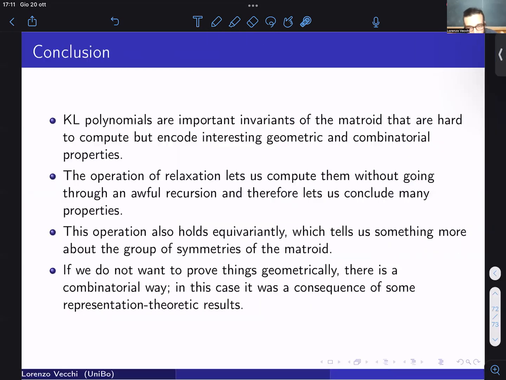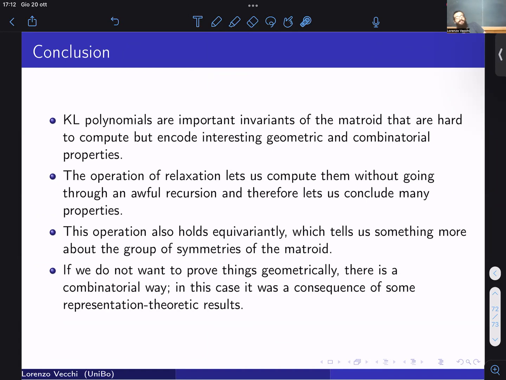So what is the conclusion now? I hope I convinced you in this hour that Kazhdan-Lusztig polynomials are very important invariants. They give us something interesting both for the geometry and the combinatorics of the matroid. The operation of relaxation was particularly nice for us because it helped us conclude a lot of stuff for many matroids without going through the recursive definition. And this operation was also nice because it still held in the equivariant setting, so in something even more general. And it also told us something about what the group of symmetries is in our matroids.